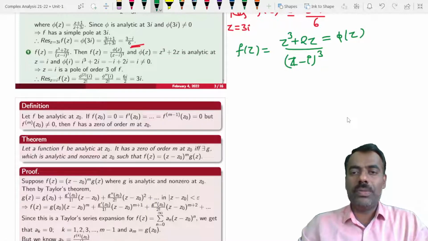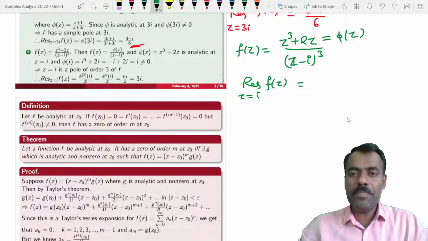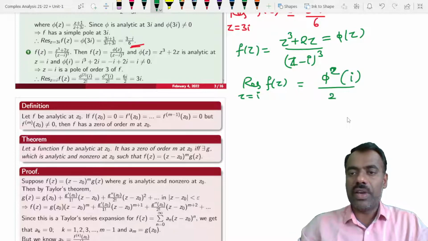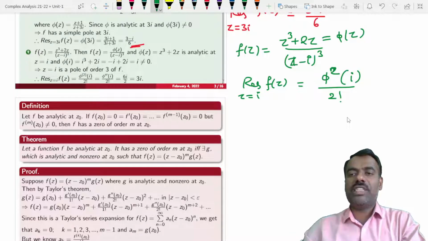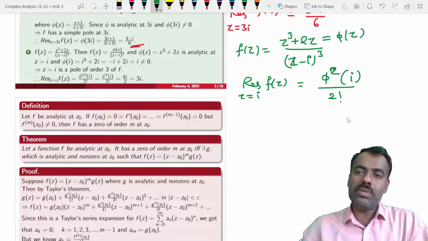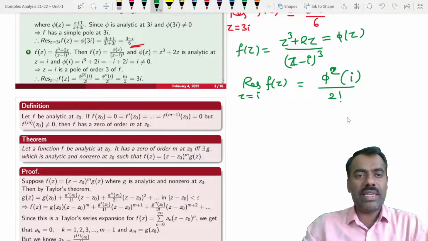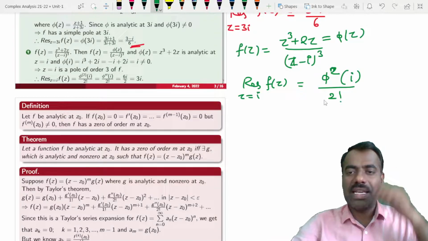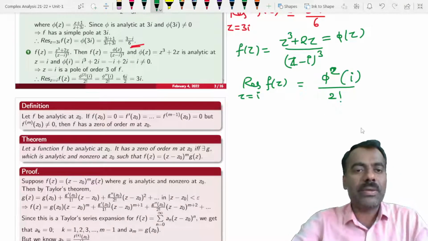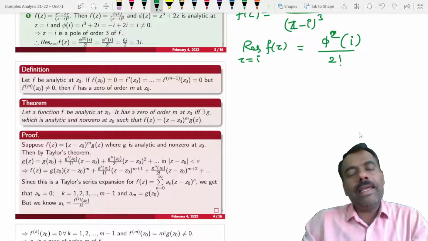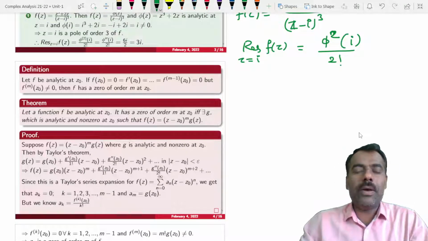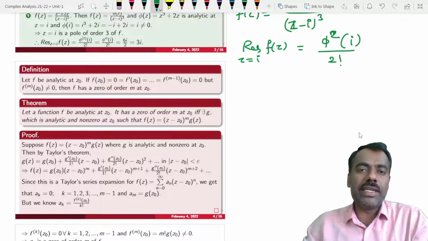So therefore, what is the residue? The residue of f of z at z is equal to i is, because this is phi and we have here m, so m minus 1, that means phi double dash, divided by 2 factorial. That means for this phi of z, find the second derivative, then substitute i there. What we will get is 3i. The calculation I'll skip, you can find out. Now we'll come to zeros and see how the zeros of analytic functions are related.